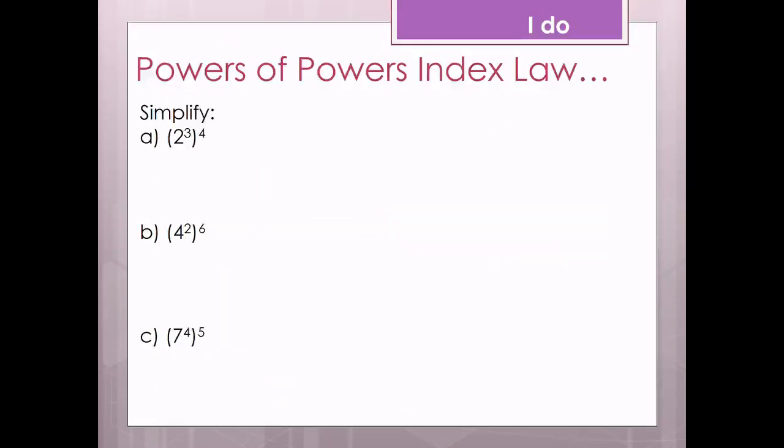All right, let's have a look at this powers of powers index law. So I'm going to show you this like I did in the live lesson last week. I'm actually going to write these out in expanded form. So, for instance, 2 to the power of 3 to the power of 4 looks a little bit like this. I've got 2 to the power of 3 times 2 to the power of 3 times 2 to the power of 3 times 2 to the power of 3. So, by definition, 2 to the power of 3 to the power of 4 means that I've got 2 to the power of 3 multiplied together 4 times, like you can see on the screen.